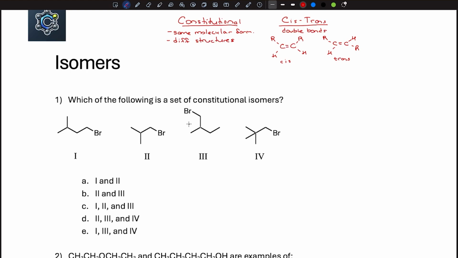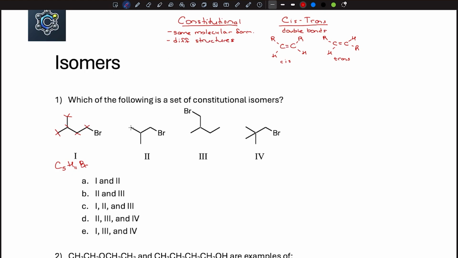The first problem, though, is asking us about constitutional isomers. The foolproof method of doing this is to figure out the formula for each structure. If the formula is the same, but the structure is different, we know we have constitutional isomers. The first one, we have 1, 2, 3, 4, 5 carbons, 5 carbons. Let's count how many hydrogens we have. 1, 2, 3, 4, 5, 6, 7, 8, 9, 10, 11. We have 11 hydrogens and 1 bromine.